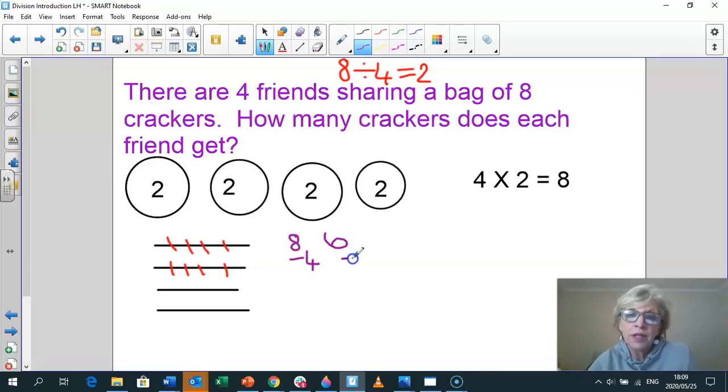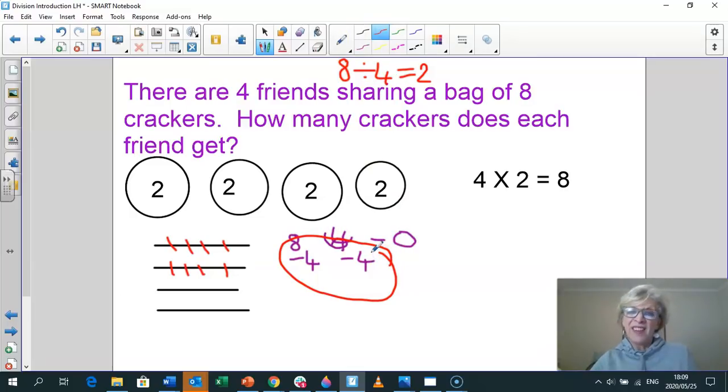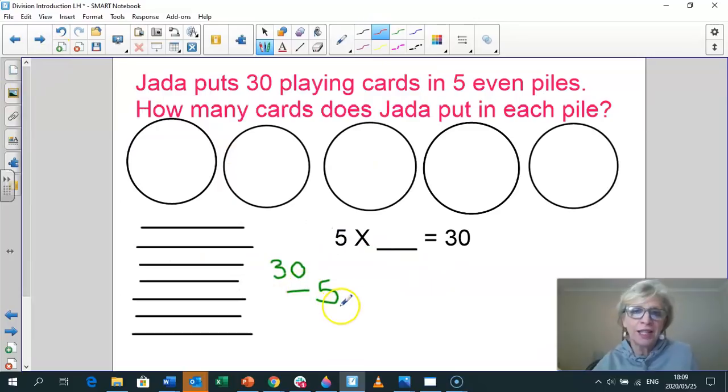And 6 minus 4, what am I doing? 8 minus 4 is 4. Minus 4 is 0. How many minus 4s have I done? I've done 2, so the answer is 2. Let's move on to the next one.